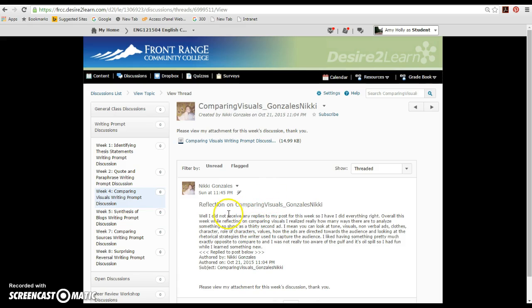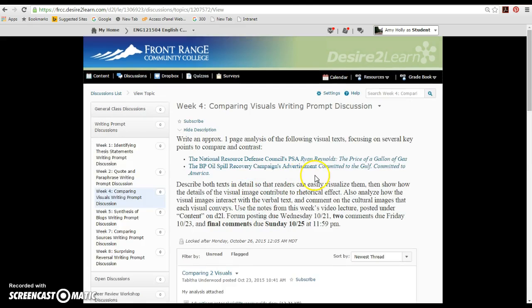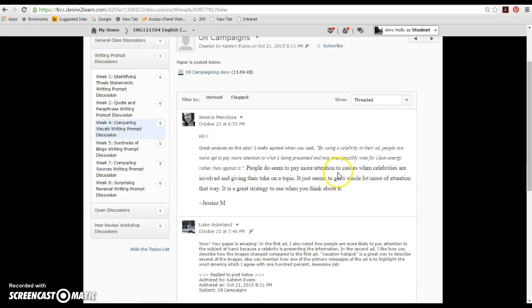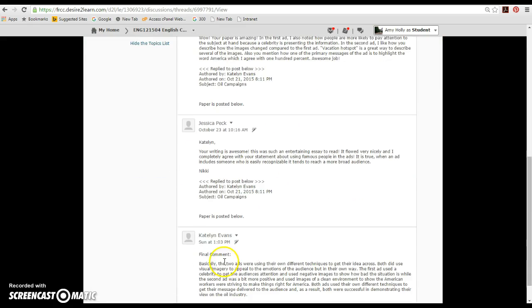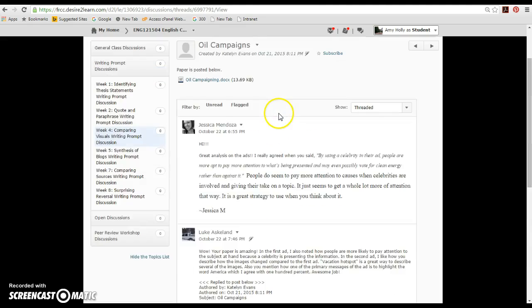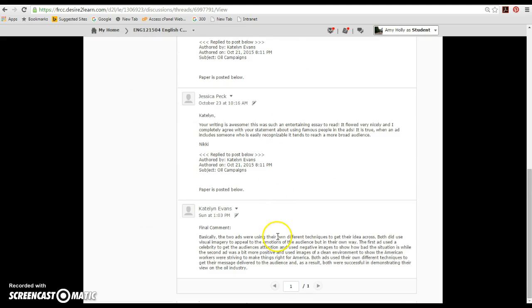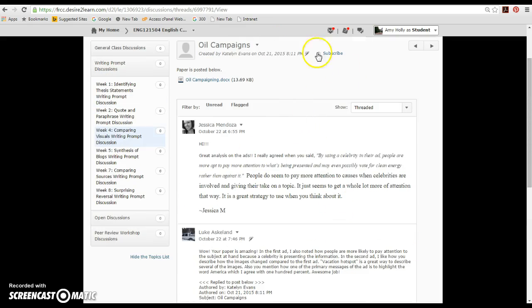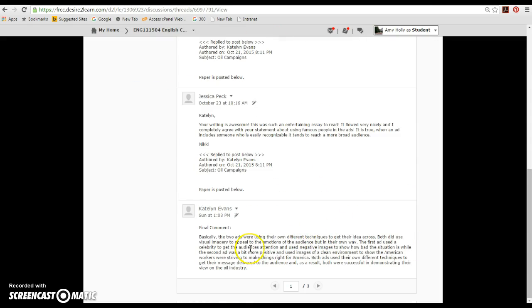Let me show a couple of threads that I also thought were successful in general that did receive comments. One was Katie's. So Katie had some comments and then did a really great job summing everything up in her final reflection at the end. So it does address the comments that she's received, but that's not the entire point. The point is really to show what she's learned that may be different from when she posted originally at the beginning of the week. So basically the two ads are using their own techniques.